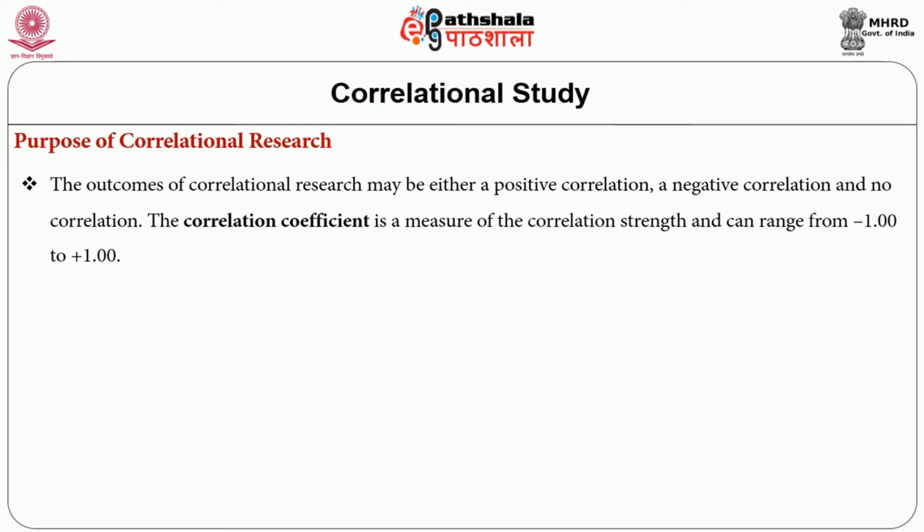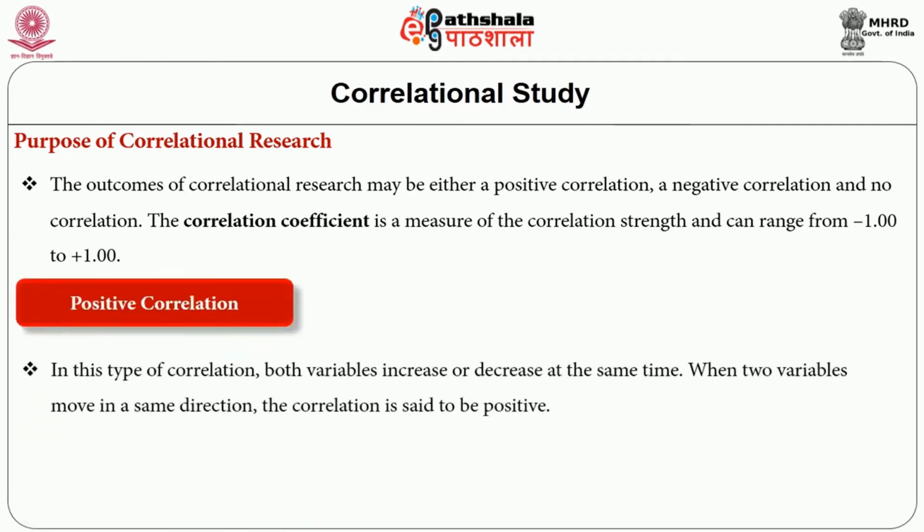The outcomes of correlational research may be either a positive correlation, a negative correlation, or no correlation. The correlation coefficient is a measure of the correlation strength and can range from -1 to +1. Let me see in detail about positive correlation, negative correlation, and no correlation.